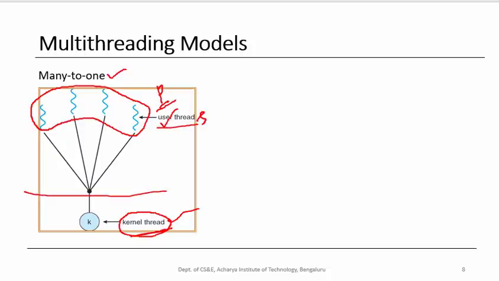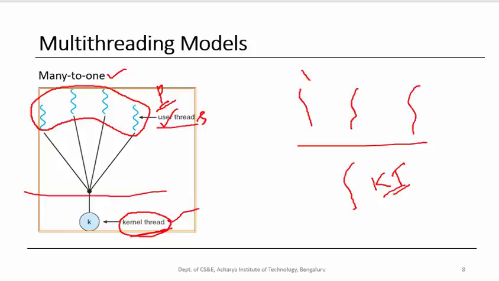If you look at this model carefully, there are multiple threads and all of them are attached to one single kernel thread. So multiple user threads are handled by one kernel thread. I will leave it to you to find out which operating system uses this model for handling the user threads.